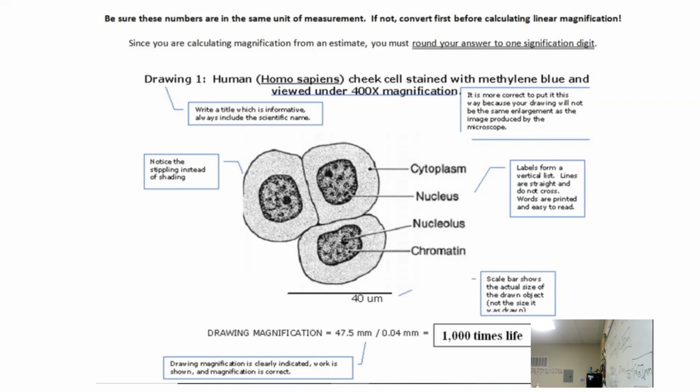All right. Also, our last thing, a scale bar down here. This scale bar is showing that this line is 40 micrometers. Okay, so we'll talk about how we're going to use that.